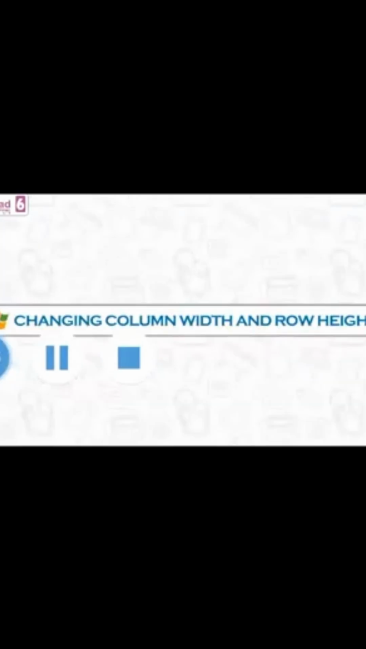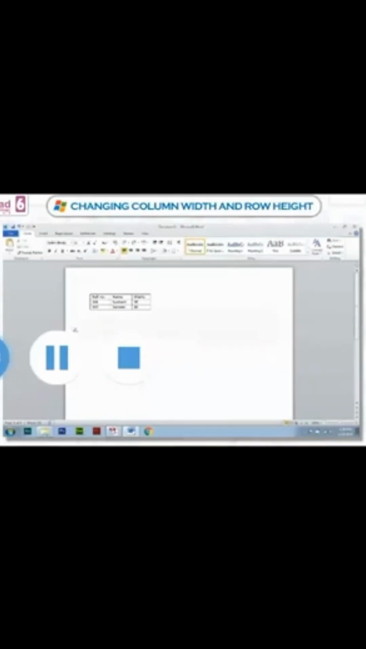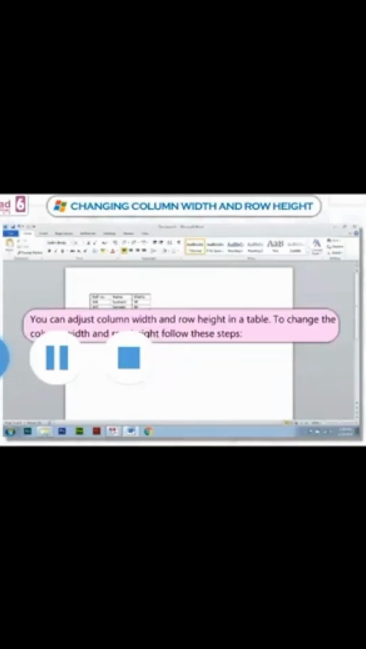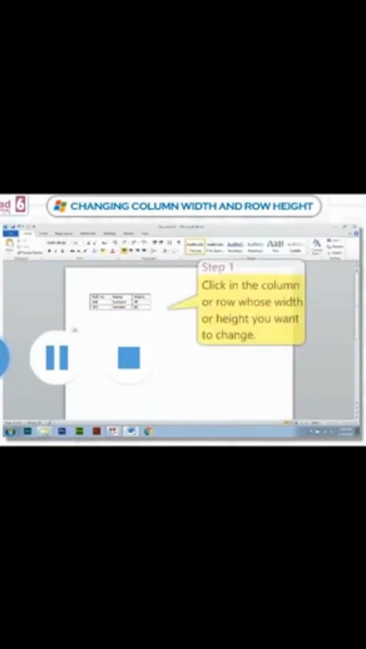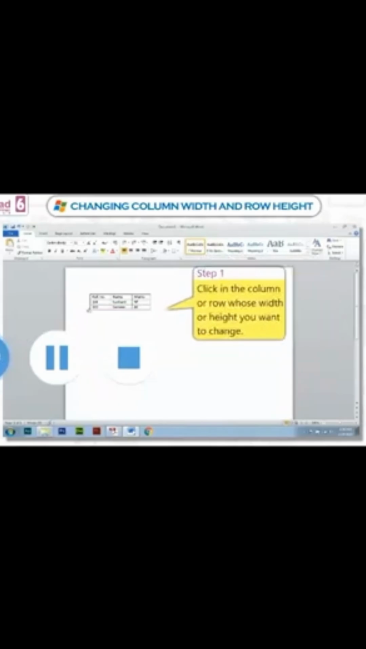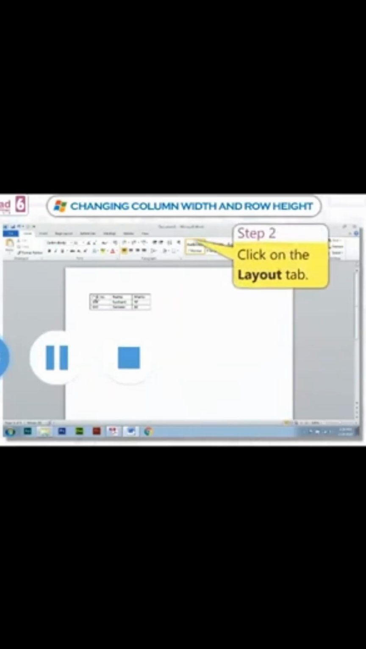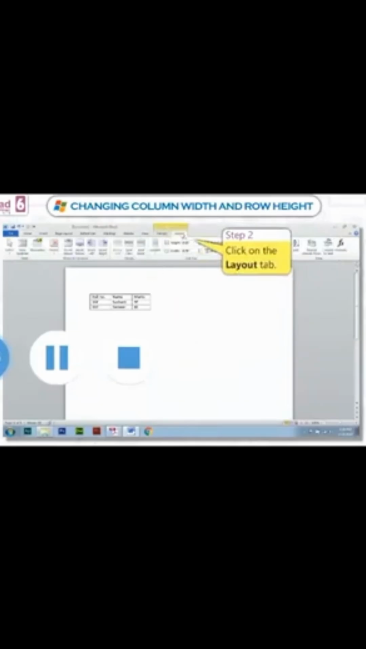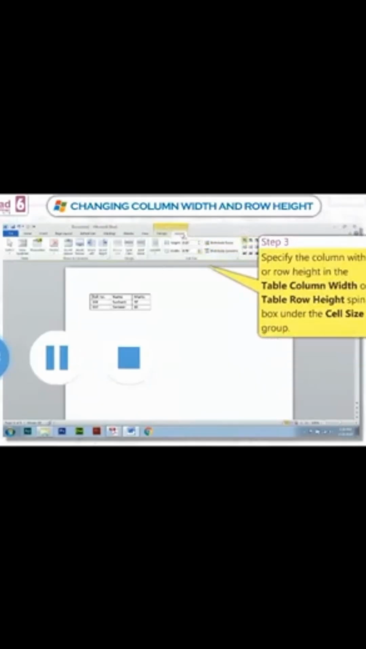Width and row height. You can adjust column width and row height in a table. To change the column width and row height, follow these steps. Step 1. Click in the column or row whose width or height you want to change. Step 2. Click on the Layout tab. Step 3. Specify the column width or row height in the table column width or table row height spin box under the cell size group.